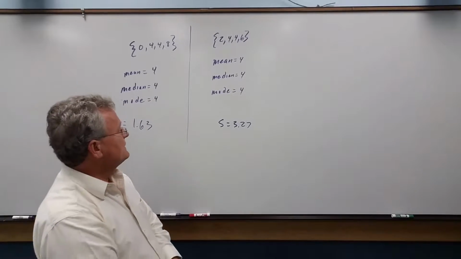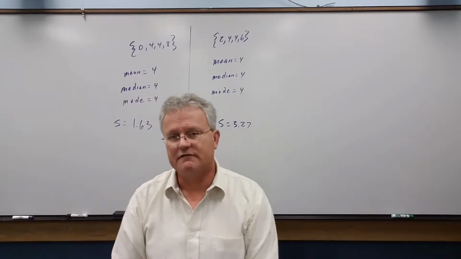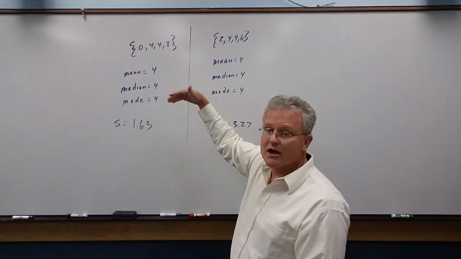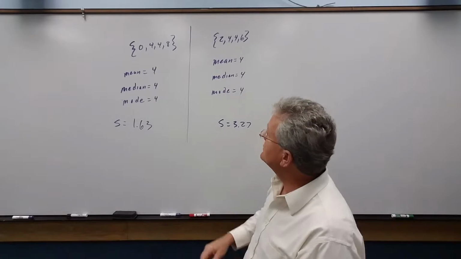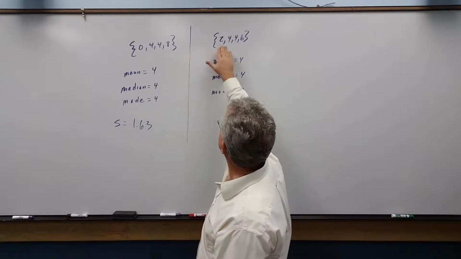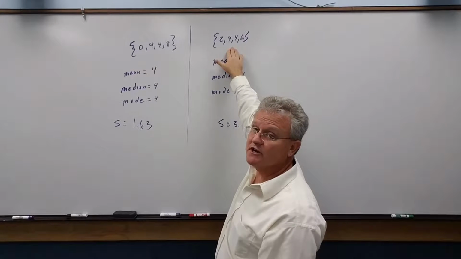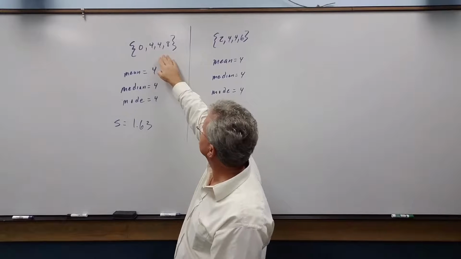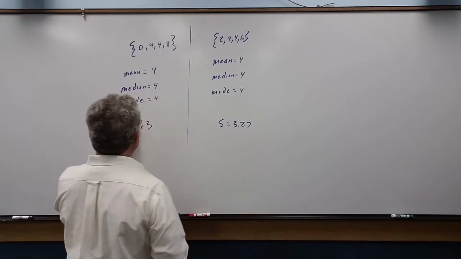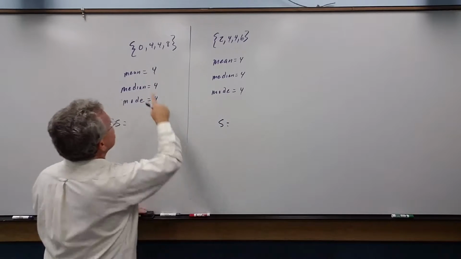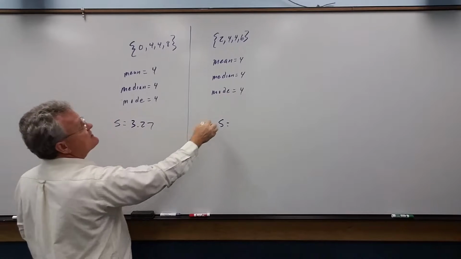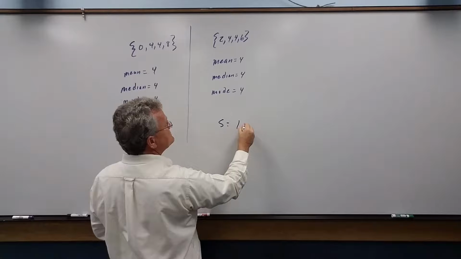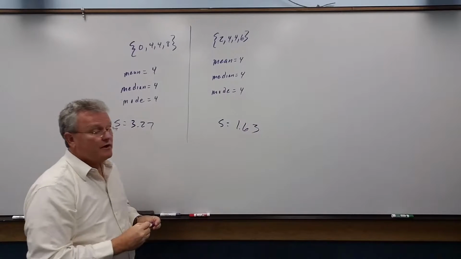Right, kind of an extension of the standard deviation. Let me talk about the mean, median, and mode of the two sets we looked at in the previous video, this data set and this data set. As we talked about in the previous video, oops, I have these backwards. The standard deviation here is 3.27 and the standard deviation here is 1.63.